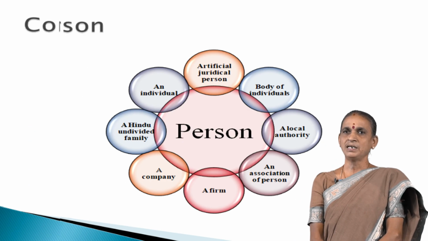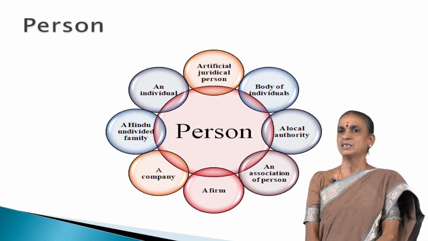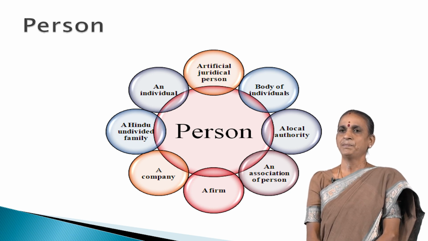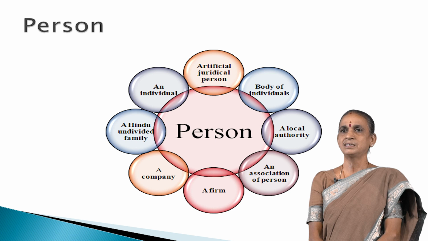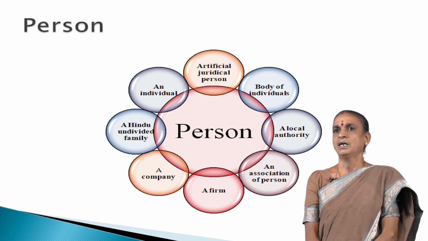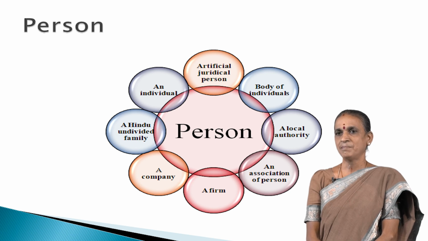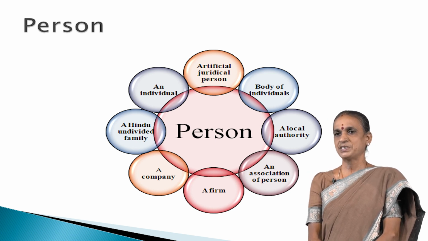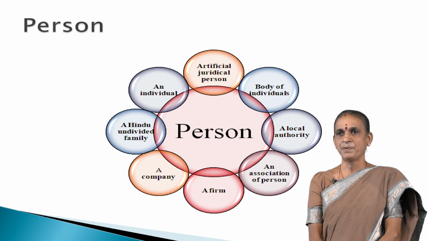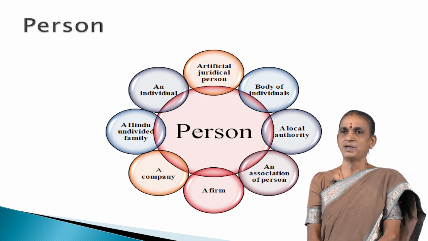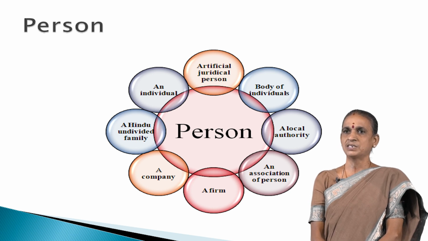Person. Normally, we can say a person means a human being. But under the Income Tax Act, person means we have certain terms. The terms are an individual, a Hindu undivided family, a company, a firm, an association of persons, that is AOP, a local authority, BOI or body of individuals, and artificial juridical person.